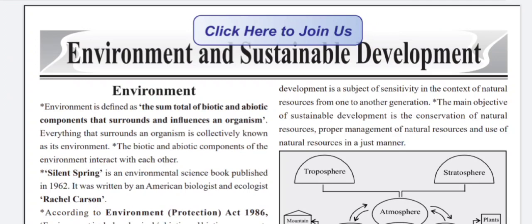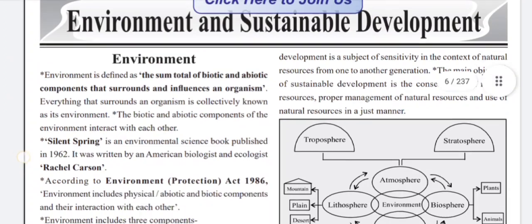Today we are going to discuss Ghatnachakra for UPPSC 2023, and our topic is Environment and Sustainable Development. Let us begin the topic.